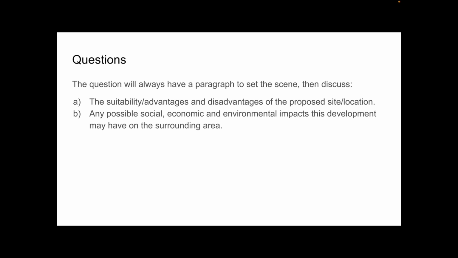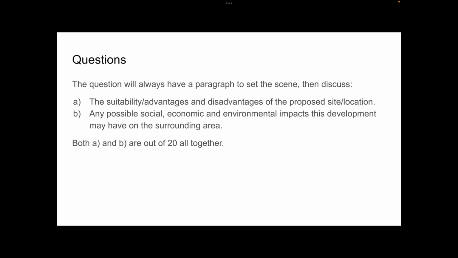Then part A always wants you to talk about the suitability or the advantages and disadvantages, which is just the same, of the proposed site or location. So sometimes they word it slightly differently, but they basically want you to go through what's good and what's bad about where they're going to build it. And they've already decided it is a real thing, it's not something they've made up. And then part B are the possible social, economic and environmental impacts this development may have on the surrounding area. And that is advantages and disadvantages, good and bad for the impacts as well.